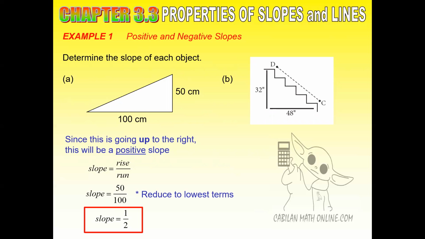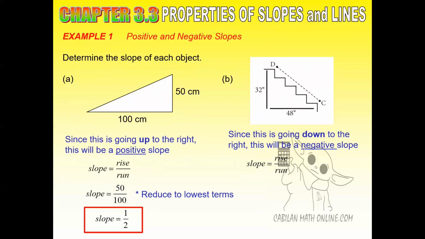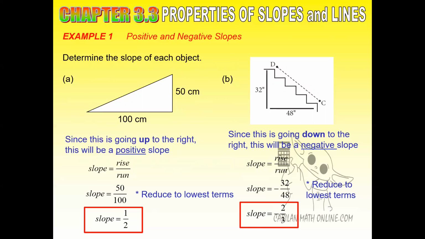Now for part B, the only difference with this one is that what we have here is a negative slope because we have a line that's falling down to the right. Using rise over run, we have a rise of 32 and a run of 48 with a negative in front. When we take a look at that, negative 32 over 48 is going to reduce to negative 2 over 3. All right, so that's a quick recap on how to figure out slopes of lines when you have rise over run.